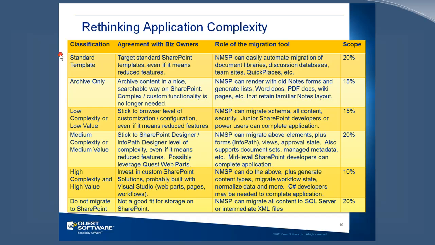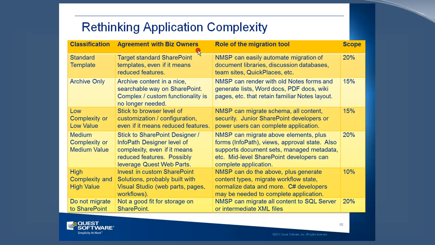This is more like a real-world classification. It's really based on how hard it's going to be to migrate, how much work you're going to put into it. So the least expensive ones are the standard templates. Basically, you're deciding that you're going to migrate this over to a SharePoint template. Now notice this caption here, agreement with the business owner. So this is not purely based on how complex it was in Notes.